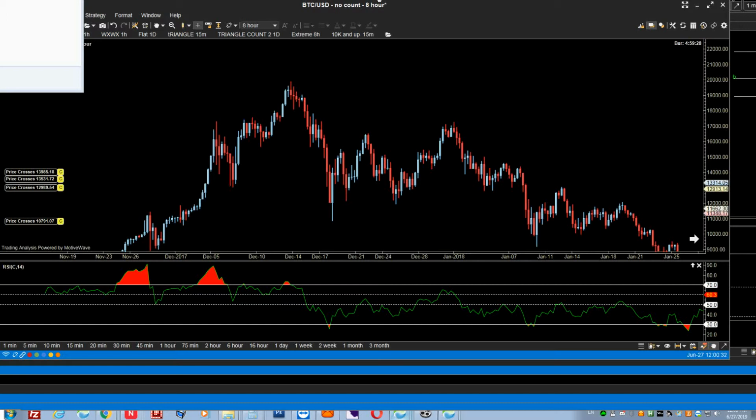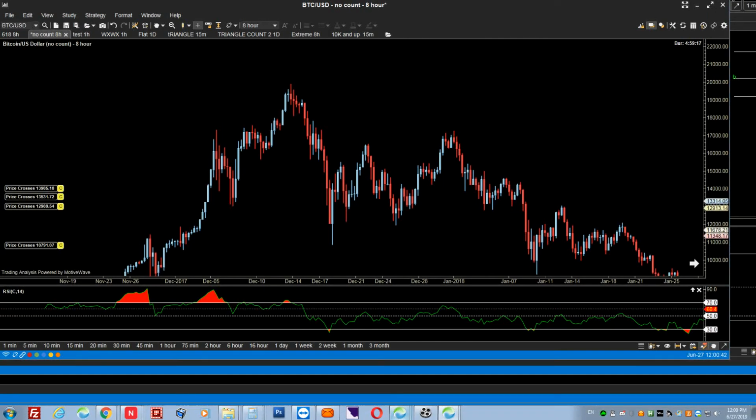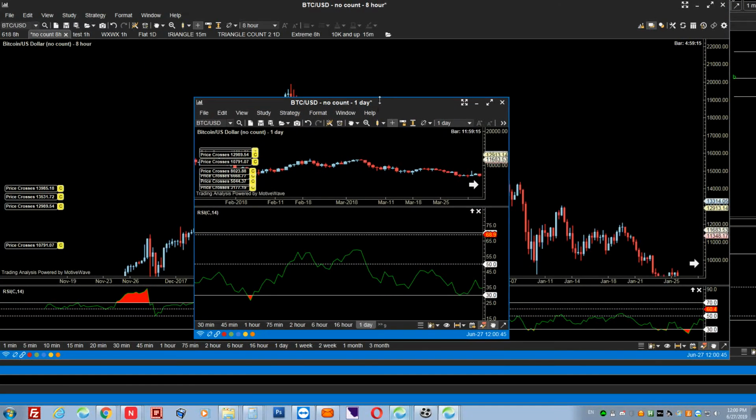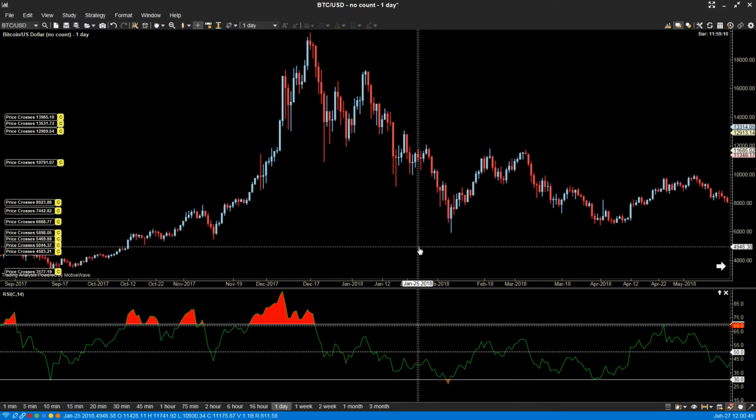I'm gonna make a video for you guys about channeling and RSI divergences. Let's bring up the daily for Bitcoin so you guys can see and understand what's going on here.